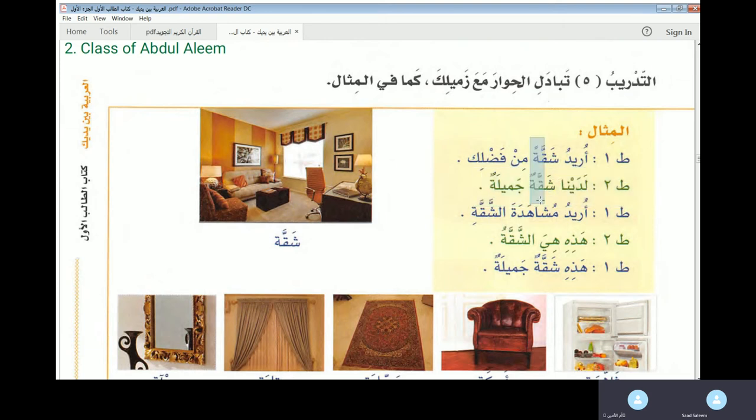We have a beautiful apartment. Here we are using shaqqa as mansub, it has fatha. Shaqqa is marfu, it has damma. Why is this shaqqa mansub? Because of uridu, it is mansub, it has fatha, okay? And when we don't have uridu, it is marfu, it has damma.